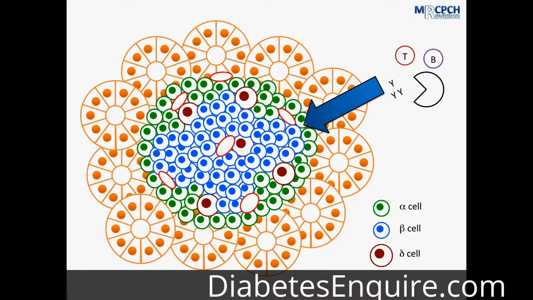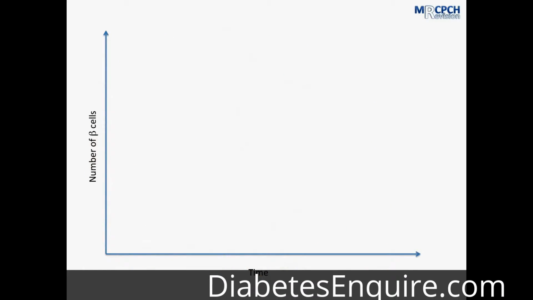So here we have the autoimmune complexes entering the islets, and that leads to a progressive destruction of the beta cells. And as this occurs, the amount of insulin secreted by the pancreas falls. So let's take a look at that in a bit more detail.